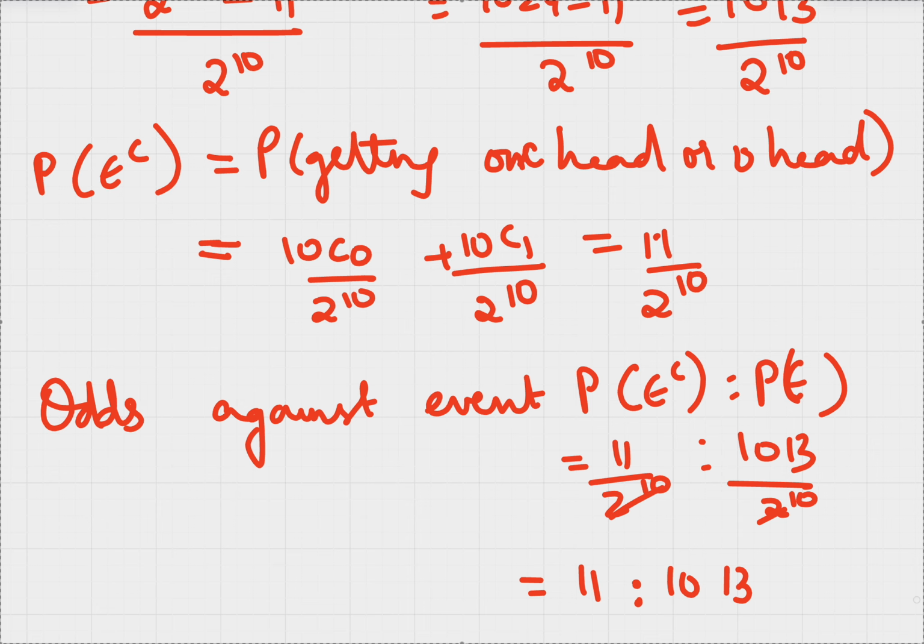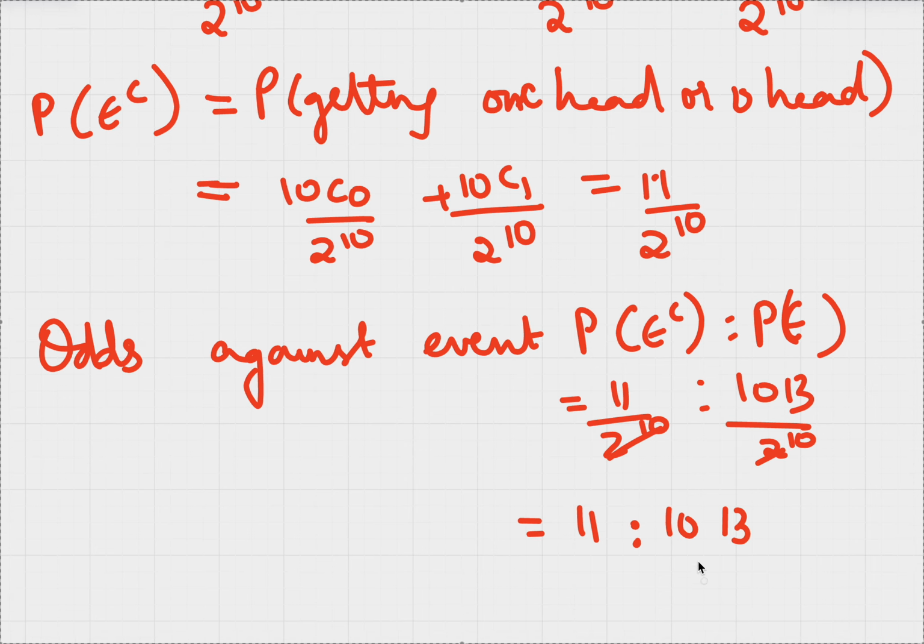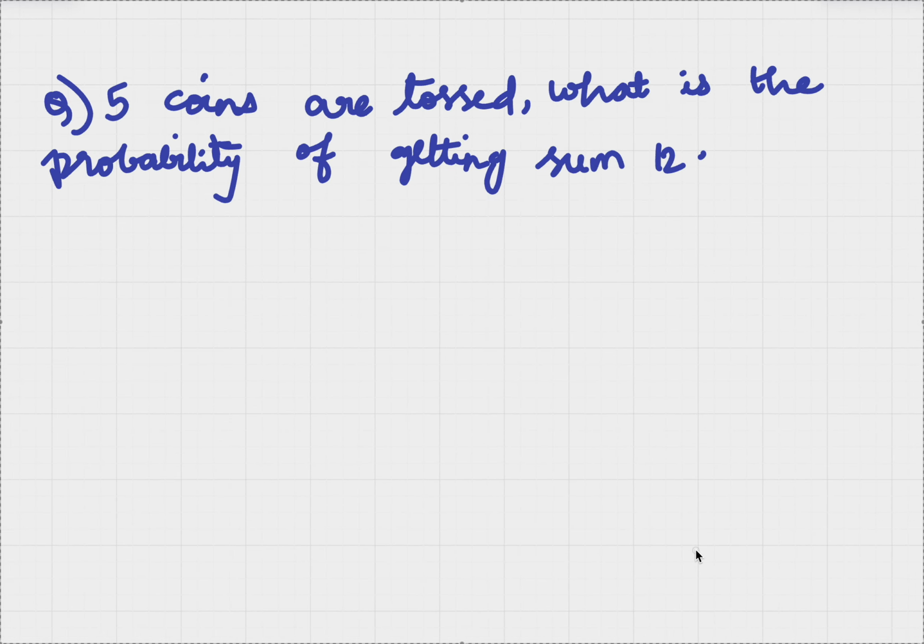Now moving to the next question. 5 coins are tossed. What is the probability of getting sum 12? So here we have a few things to concentrate on. One is, when 5 coins are tossed, what are the total possibilities? As we have seen in the previous question, it is 2 power 5, which is equal to 32.